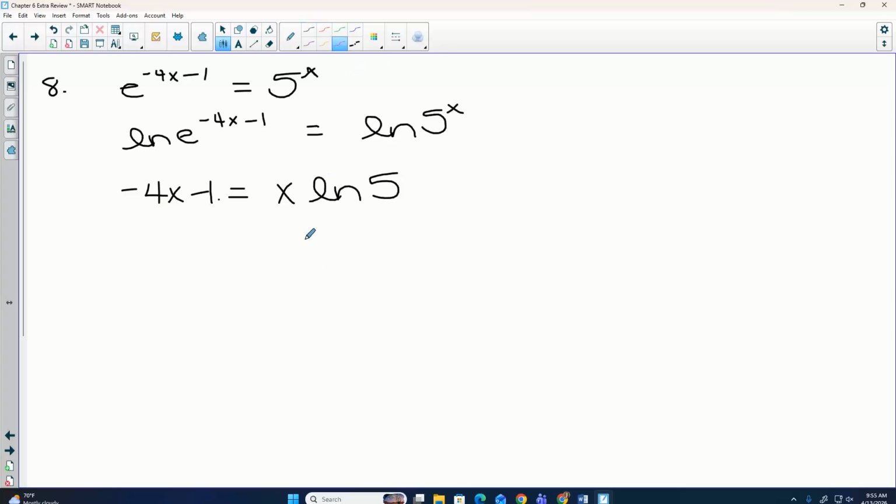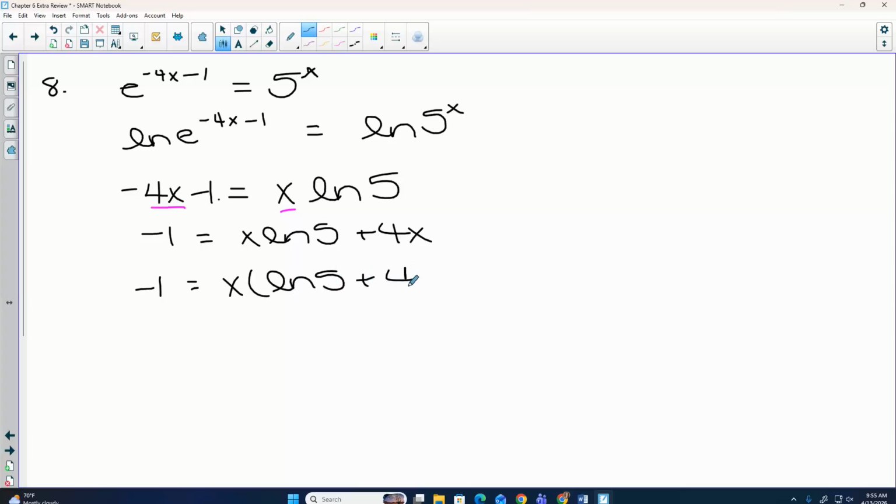I'm trying to solve for x, and I have it in 2 spots, so I need to get those on the same side. So I can add over my 4x. They aren't like terms, we can't actually add them, so what can we do? So it's x times that, so to get x by itself, we divide. So it's -1 over the natural log of 5 plus 4.